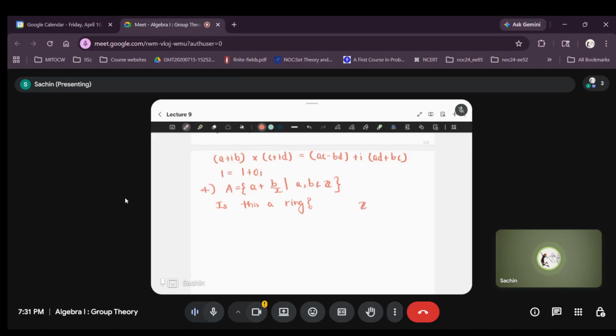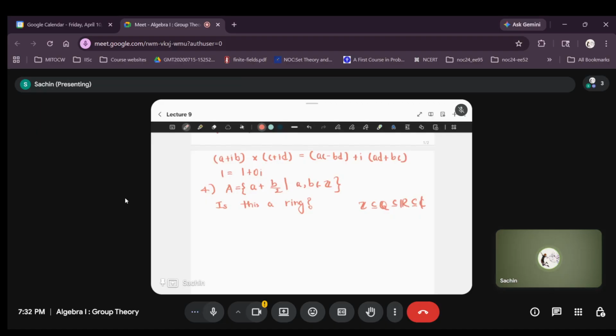Z is a subset of rational numbers, which is a subset of real numbers, which is a subset of complex numbers. Each of them is a subset of the next. So every integer is a real number, but every real number need not be an integer.